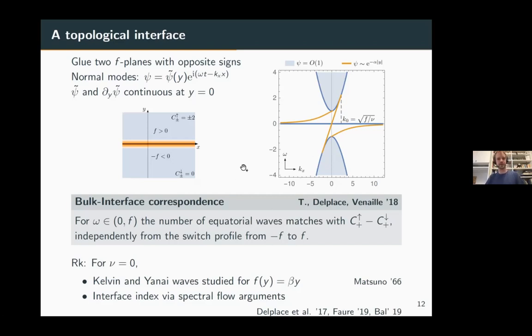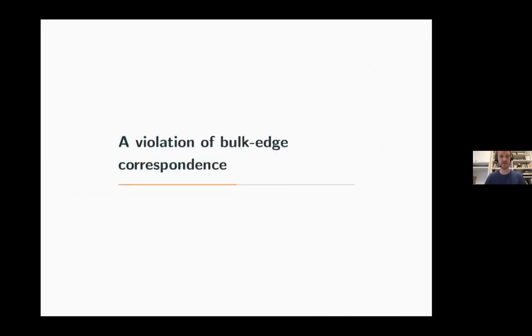Okay, so as I was saying, this is a nice analogy between quantum mechanics and fluids, and you can use topological ideas to say something about that. But from the mathematical point of view, there is something more interesting, at least for me, and it's kind of the second part of the talk, which is the violation of the bulk edge correspondence here.